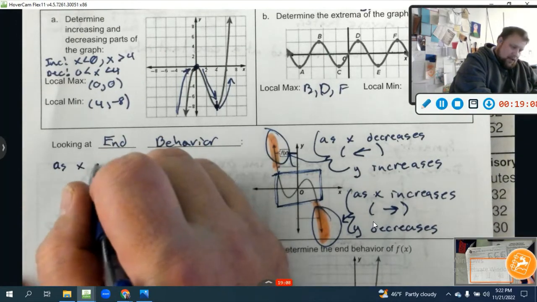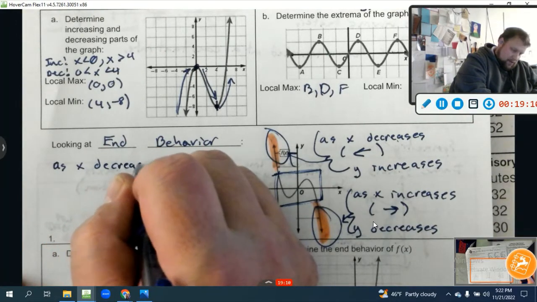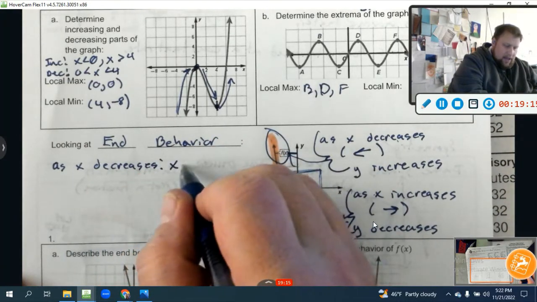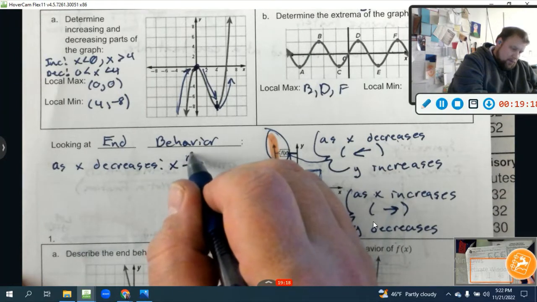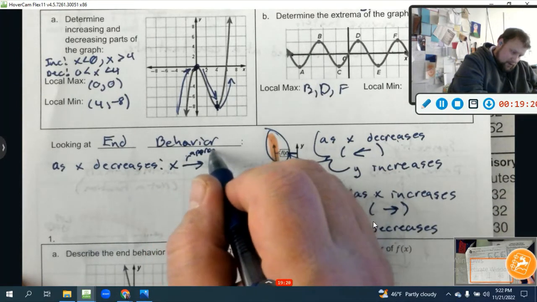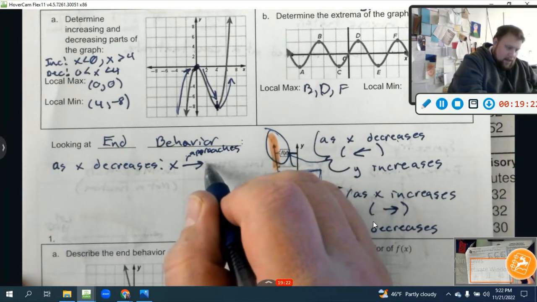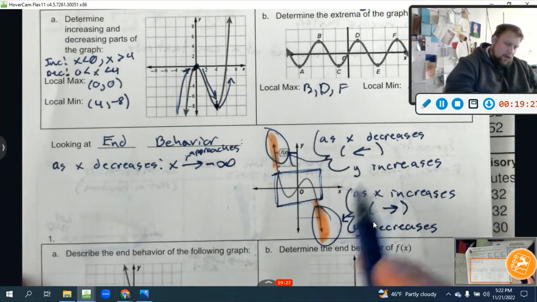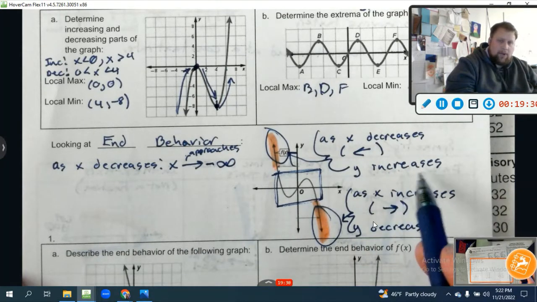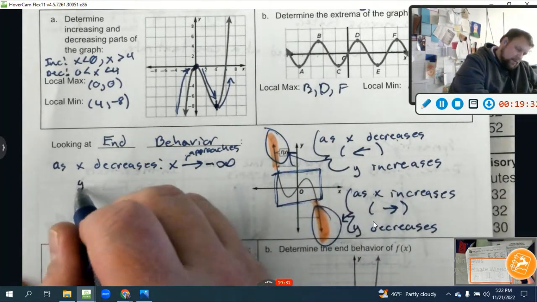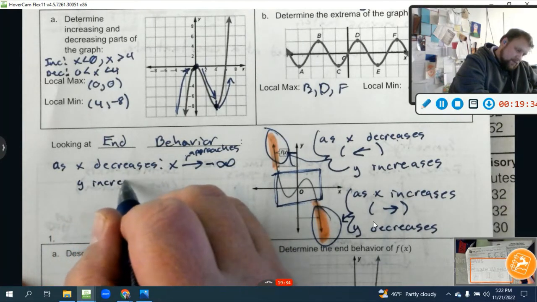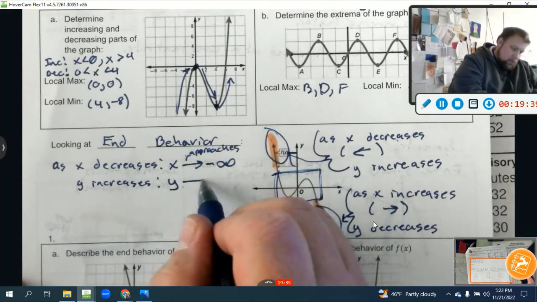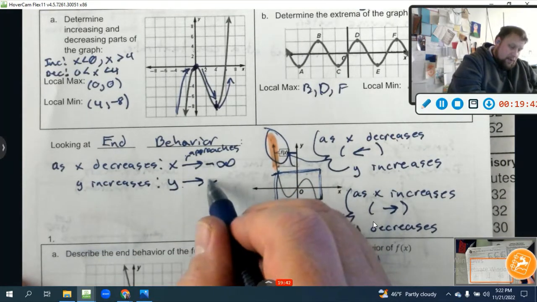As x decreases, we would say as x approaches negative infinity. So x is getting infinitely smaller. What do we see happening right here? We see y increases. Y increases would be written as y approaches positive infinity.